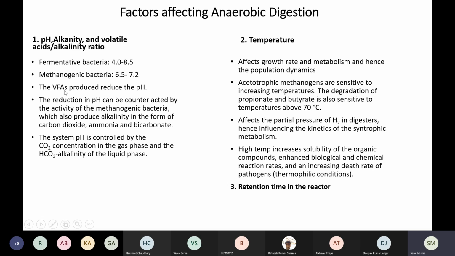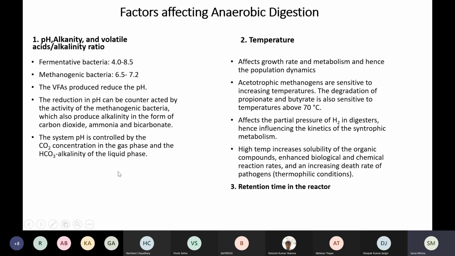Number two, the production of the volatile fatty acids also reduces the pH. During the early stages, when glucose gets converted into lactic acid, acetic acid, propionic acid, short chain fatty acids, that also reduces the pH, which could be very bad for the methanogenic bacteria because they operate around neutral pH. The reduction in pH can be counteracted by the activity of the methanogenic bacteria, which also produce alkalinity in the form of carbon dioxide, ammonia, and bicarbonate. So in other words, a balance between the fermentative bacteria and the archaea needs to be maintained in the anaerobic digester. The system pH is controlled by carbon dioxide concentration in the gas and carbonate in the liquid phase.